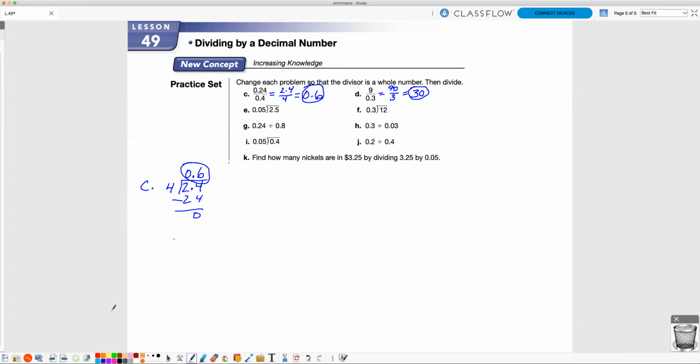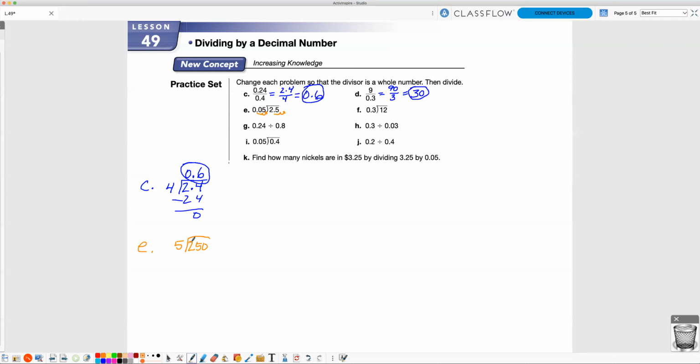2 and 5 tenths divided by 5 hundredths. Let me just put letter E right here for now. So for letter E, I have to multiply this by 100. So I'm moving it 2 places this way. I have to move this one 2 places. So that makes this problem 250 divided by 5. That's what I'd end up having.